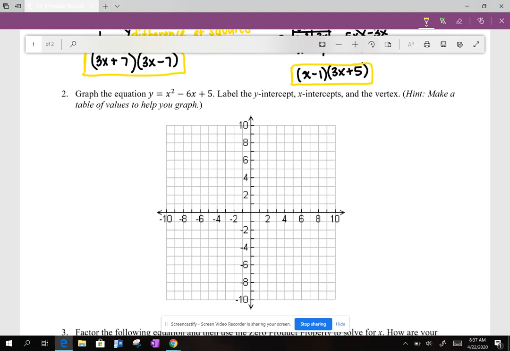Number 2, graph the equation y equals x squared minus 6x plus 5. Label the y-intercept, x-intercepts, and the vertex. Hint, make a table of values to help you graph. Okay. Let's make a table.